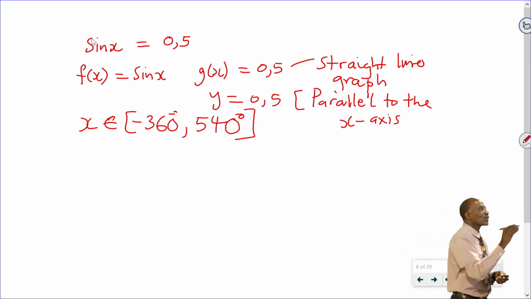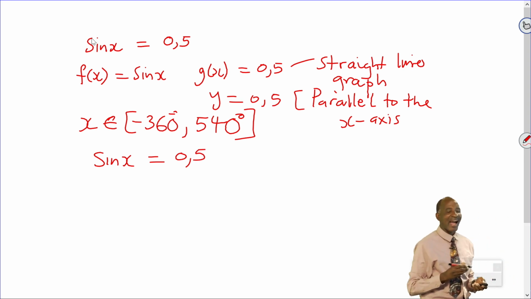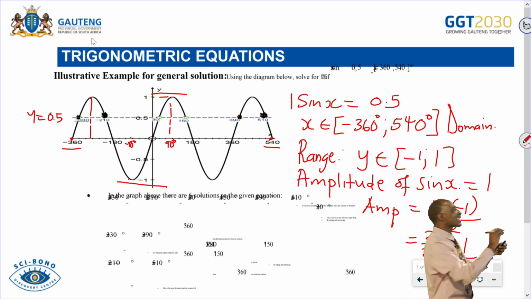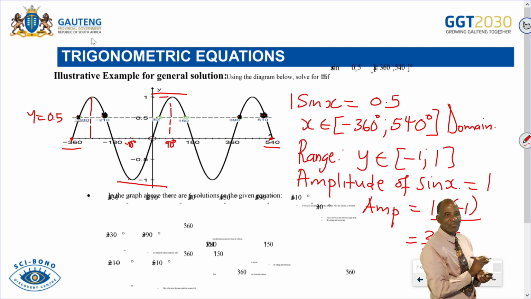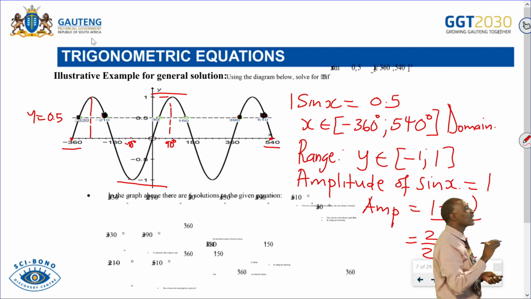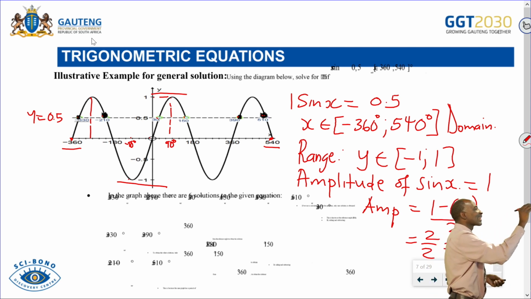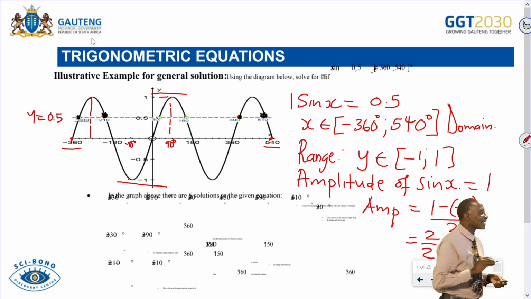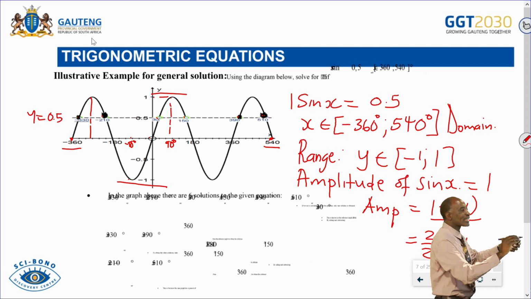So step number 1, you are going to say sine x is equal to 0,5. This is upon calculation. Otherwise, if you are using a proper graph paper and you have drawn these two graphs on the same Cartesian plane, these will meet at 150 degrees, they will meet at 390 degrees, they will meet at 510 degrees, they will meet at 30 degrees, they will meet at negative 210 degrees, they will meet finally at negative 330 degrees. So those are your angles.